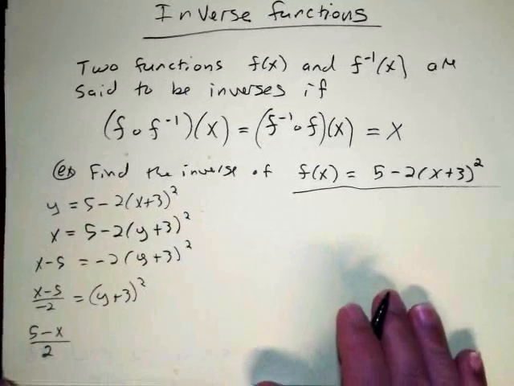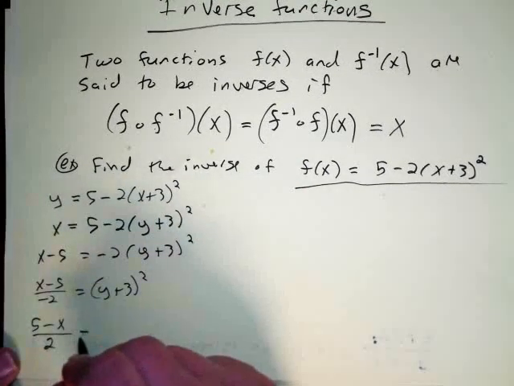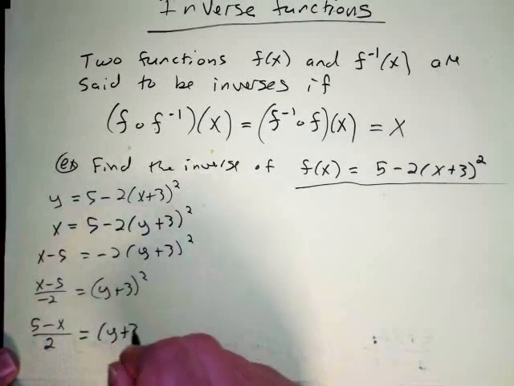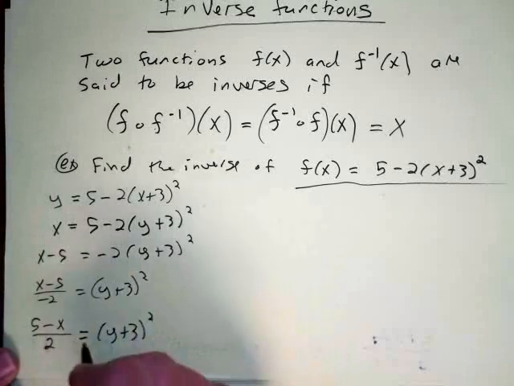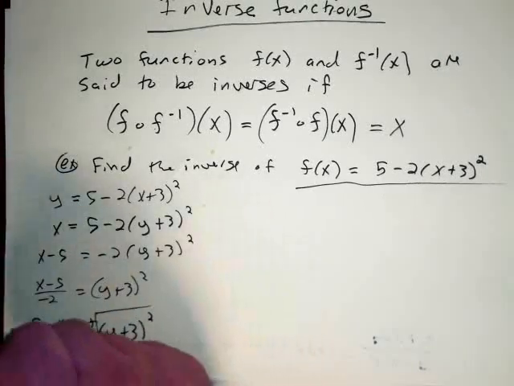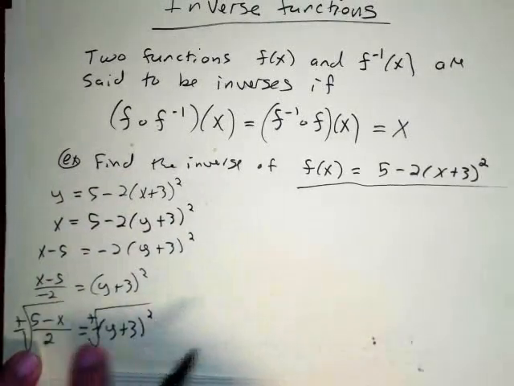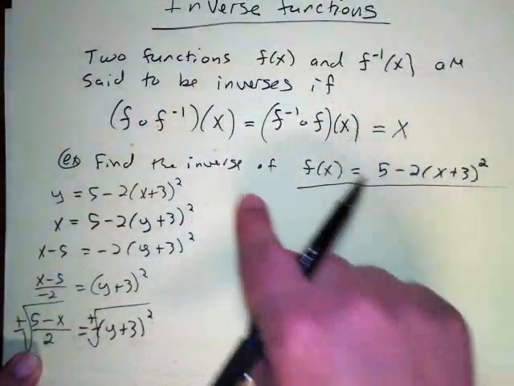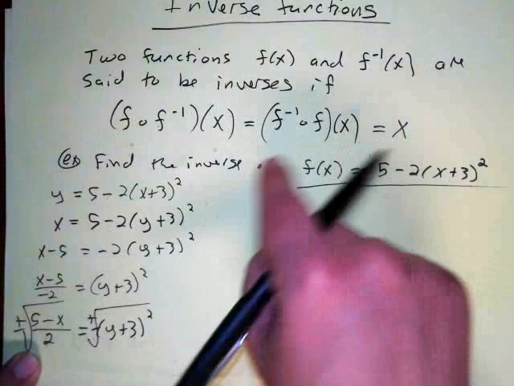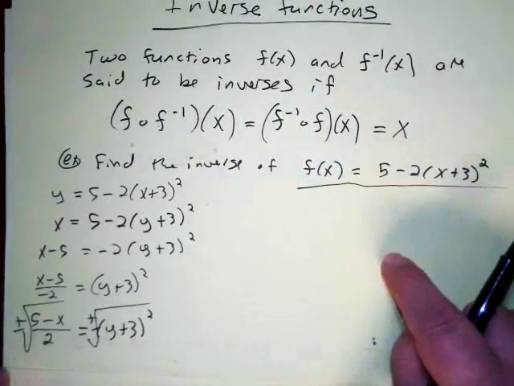And I just think that looks nicer. And this is equal to y plus 3 squared. Now I'm going to take plus or minus the square root of both sides. Now notice this is a parabola, okay? And if I invert that, I'm going to get a parabola on its side, which is not a function.